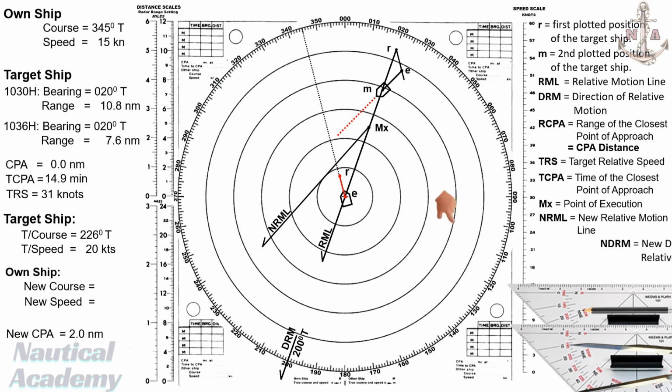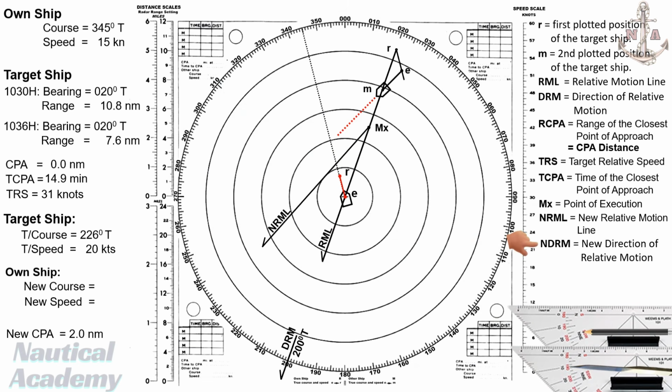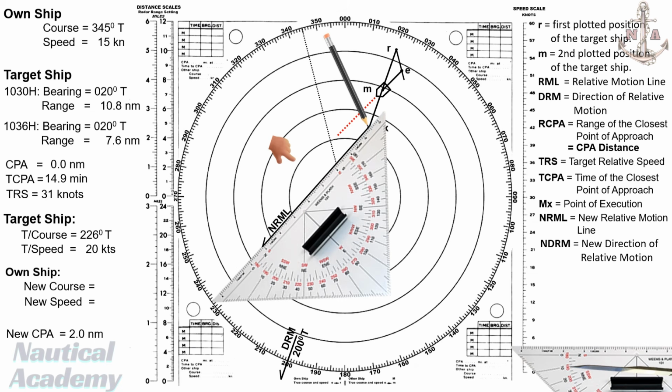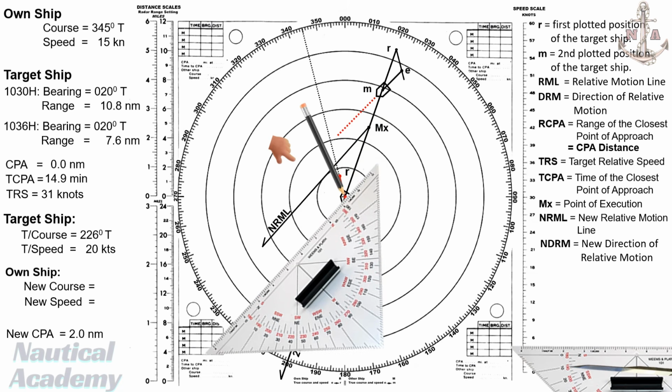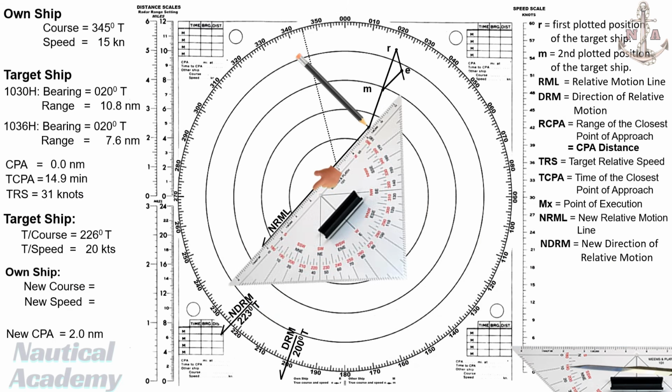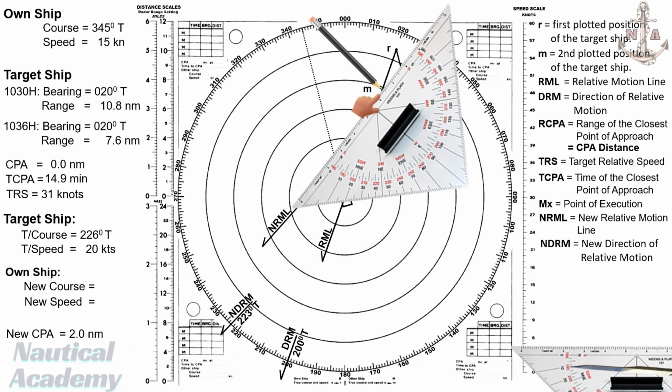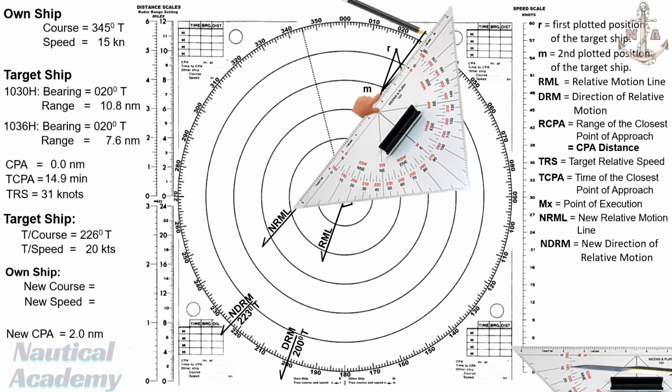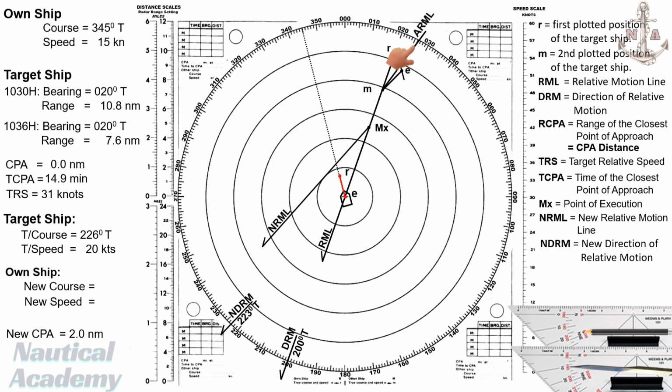To determine the new direction of relative motion, or new DRM, transfer the new RML to the center of the plotting sheet using a navigational triangle. Then read the direction along the plotted line. The new DRM is 223 degrees. Next, bring this new RML to point M and draw a line opposite to relative motion. This line is called Advanced Relative Motion Line, or ARML.